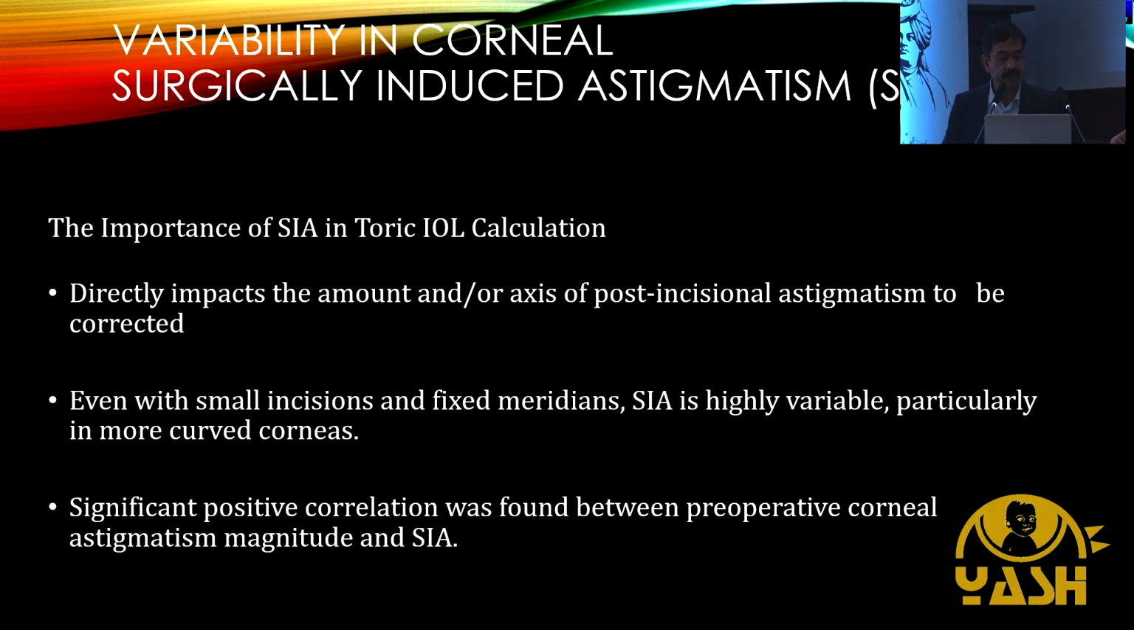The second factor is the variability in SIA. We all know the importance of SIA, as it directly determines the amount and the axis of post-incisional astigmatism. Even with a small incision and in fixed meridians, this SIA is highly variable. A significant positive correlation is found between the preoperative corneal astigmatism magnitude and SIA. It means if you are dealing with a cornea with high cylinder, then the SIA may not be that which we are putting in routine regular astigmatism cases.